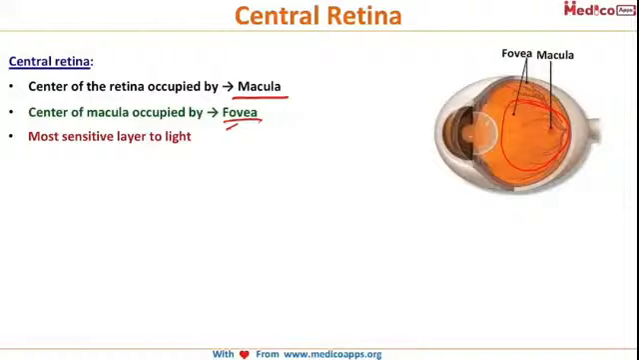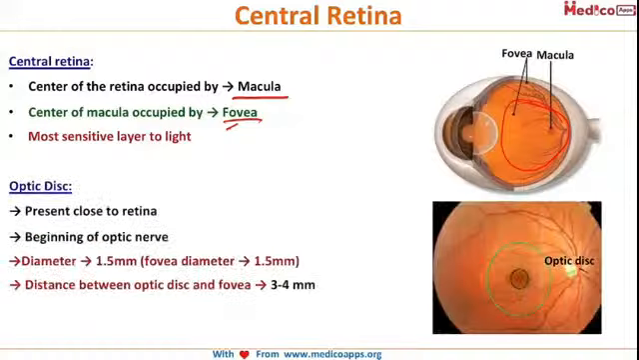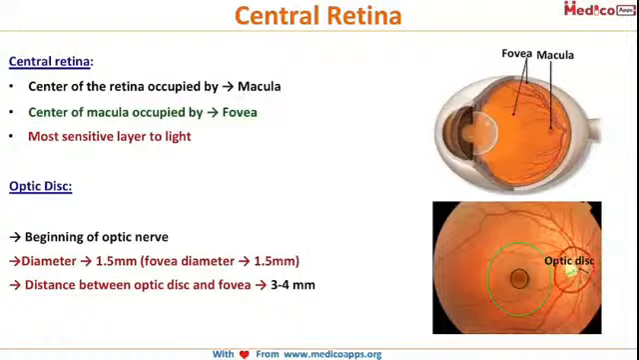Now, next to this macula and fovea, we have our optic disc. What is the optic disc? This yellow colored structure that you are seeing over here is the optic disc, and this green circle marks our macula and the black circle is our fovea. Now the optic disc is the beginning of the optic nerve. This is where the optic nerve begins. That's the only part of the optic nerve that is visible to us in fundoscopy.